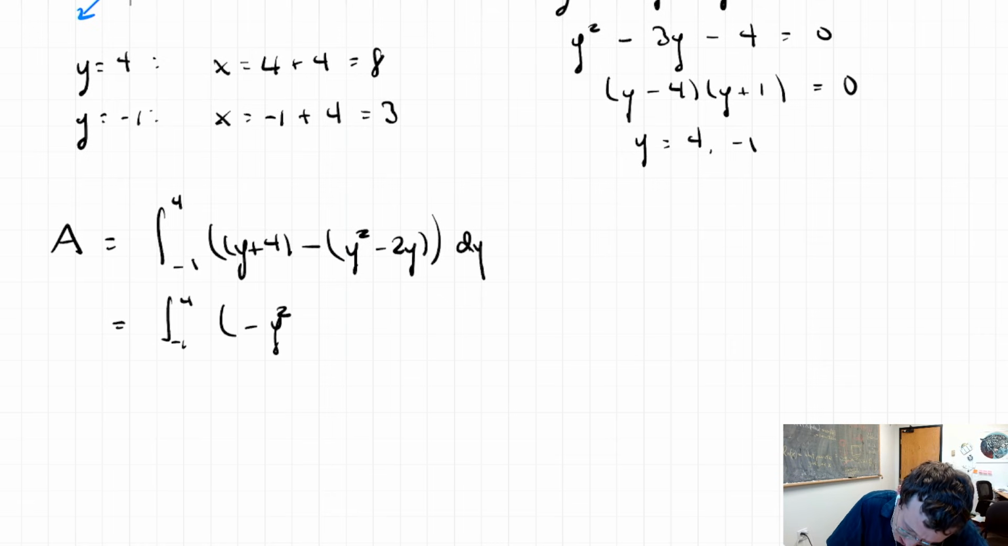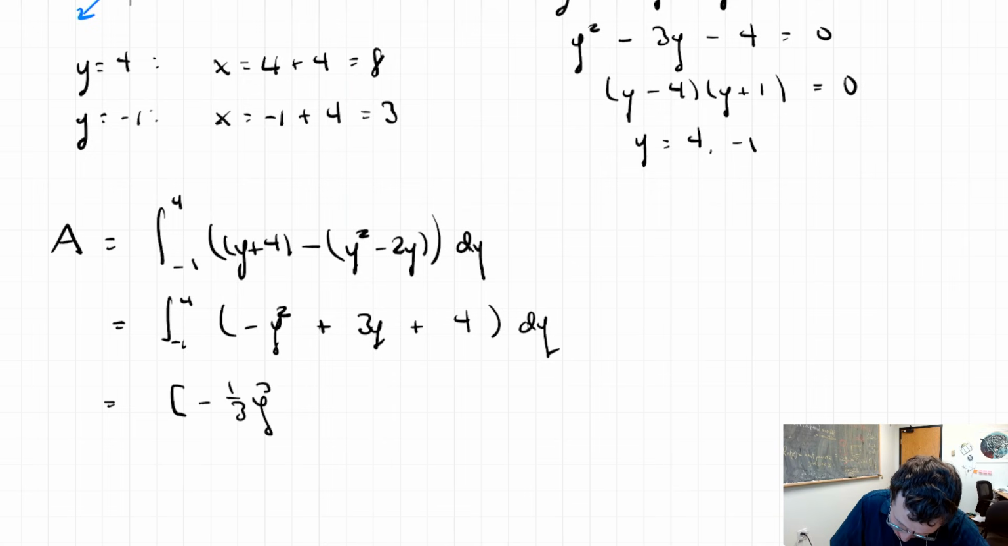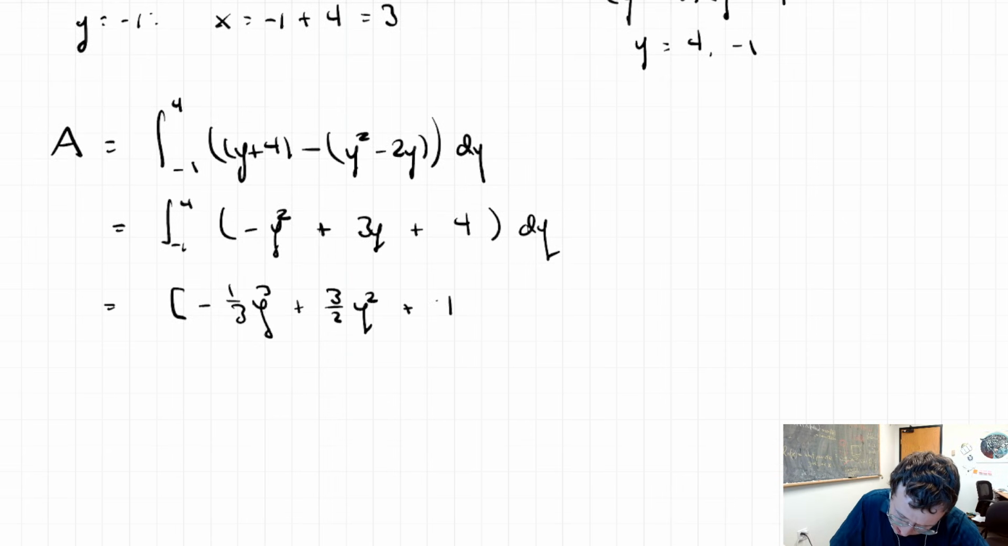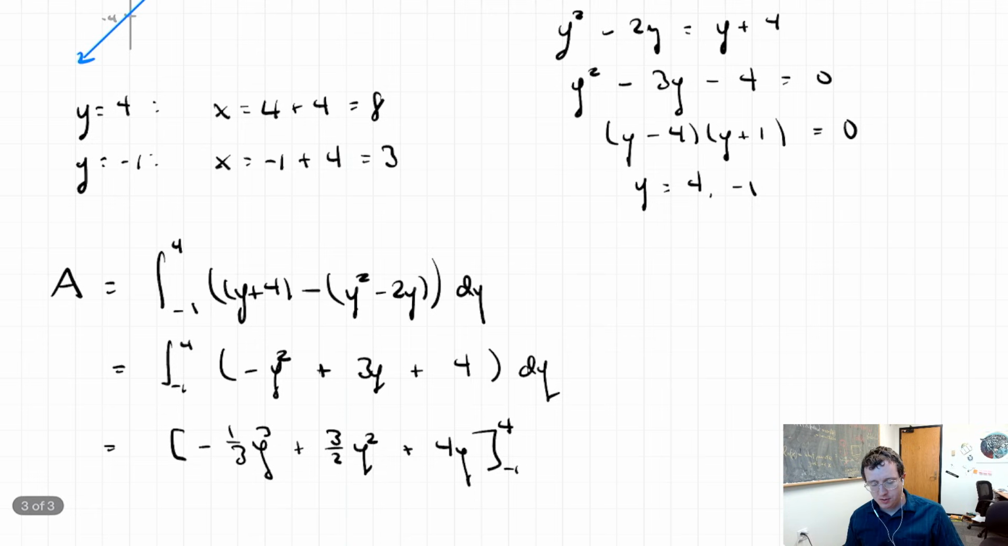But I would now simplify this, so I have minus y squared plus 3y, that's 1y minus minus, which is plus another 2y, plus 4. So you would get minus 1/3 y cubed plus 3/2 y squared plus 4y. You'd evaluate that from negative 1 to 4. That doesn't look like a lot of fun to do. But it is just arithmetic beyond this point.